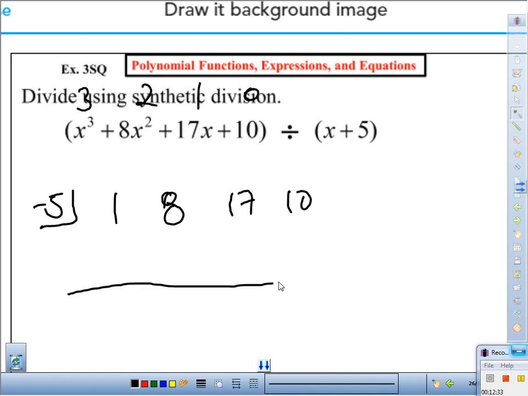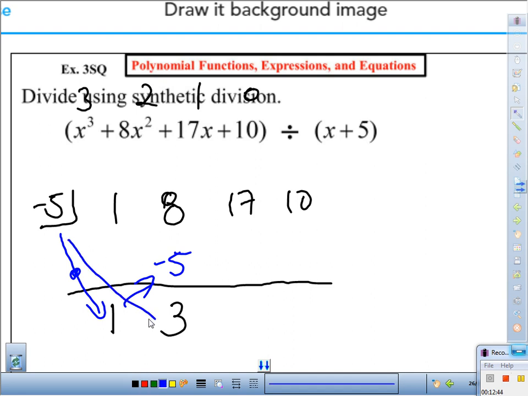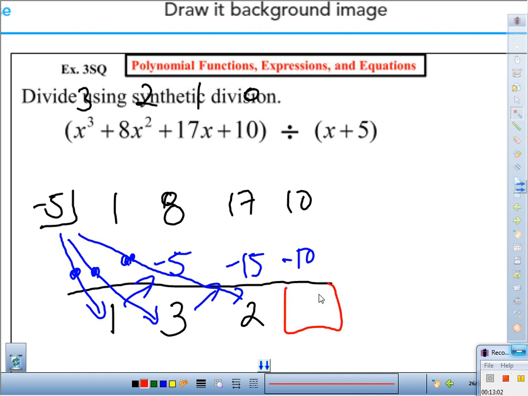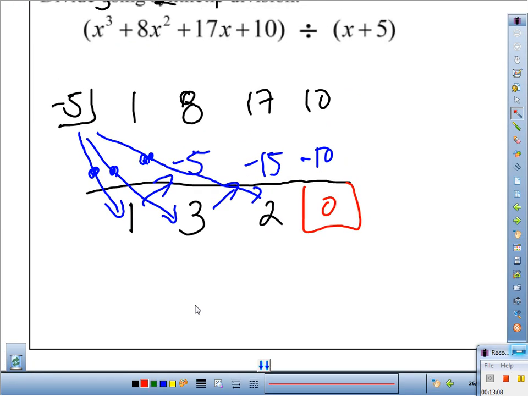Okay. So I bring down the 1 and I start. What is negative 5 times 1? Negative 5 goes right here. Combined, that leaves me with 3. Do it again. What is negative 5 times 3? Negative 15. Combined, that leaves me with 2. Do it again. What is negative 5 times 2? Negative 10. And what is negative 10 and 10? That's 0. So my quotient is x squared plus 3x plus 2.